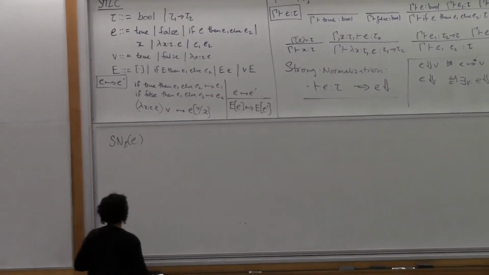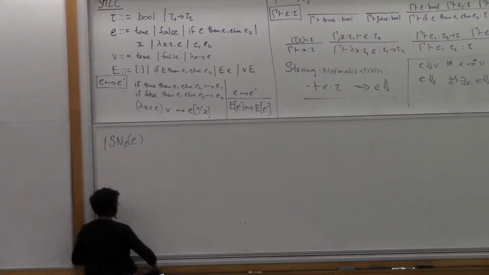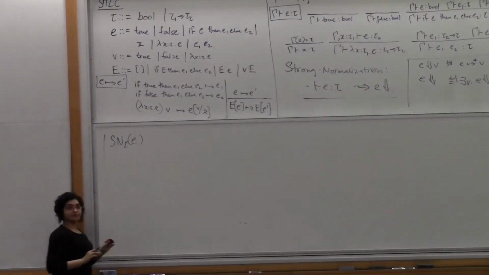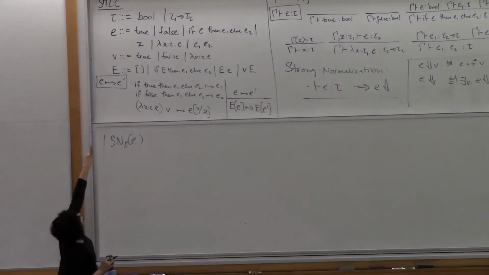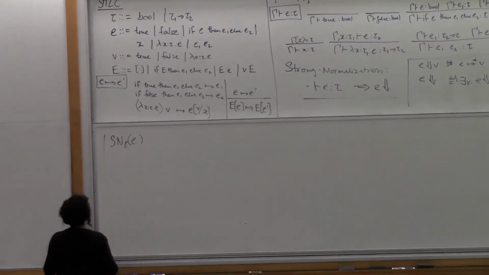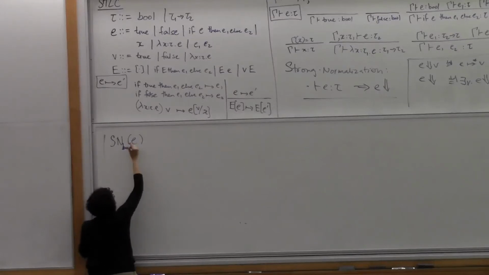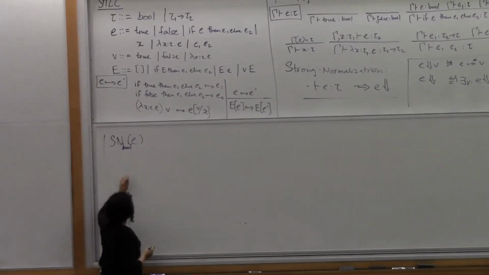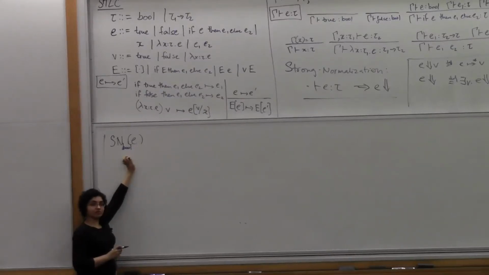All right, so what are our cases going to be? What types do we have to consider? Up there, my types are Booleans and tau 1 arrow tau 2. So I'm going to have two cases. All right, so for Booleans, we want to say that an expression E of type bool is strongly normalizing.